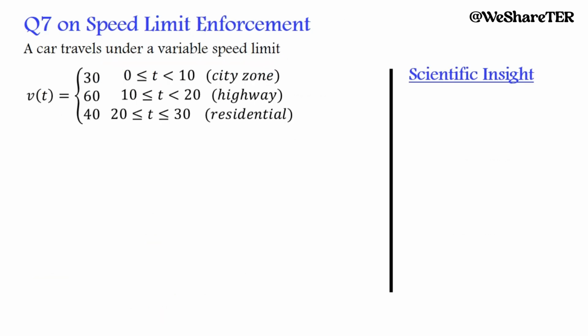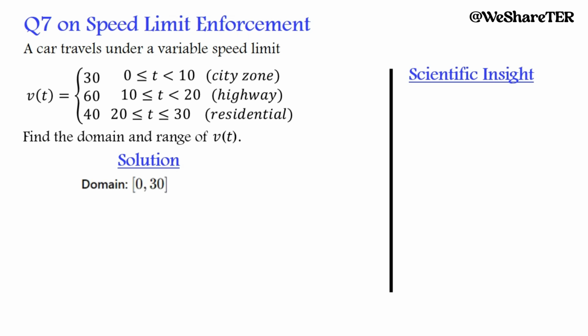A car travels under a variable speed limit. V(t) equals begin cases: 30 for 0 ≤ t < 10, quad text city zone; 60 for 10 ≤ t < 20, quad text highway; 40 for 20 ≤ t ≤ 30, quad text residential; end cases. Find the domain and range of V(t).